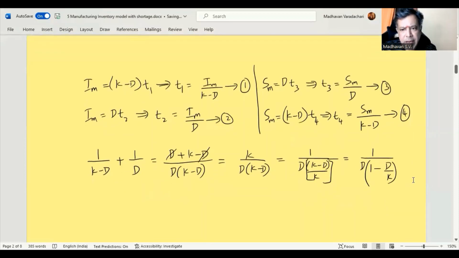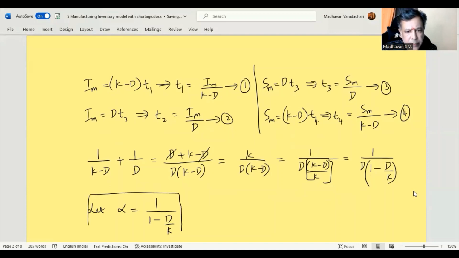Since this D and K do not involve Sm, Im, Q, we will consider this 1 minus D by K as some constant. So let us consider alpha equal to 1 minus D by K. If we consider that, then we can rewrite this 1 by K minus D plus 1 by D as 1 by D times alpha.